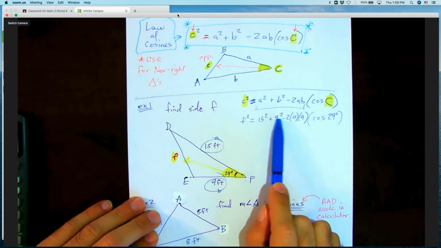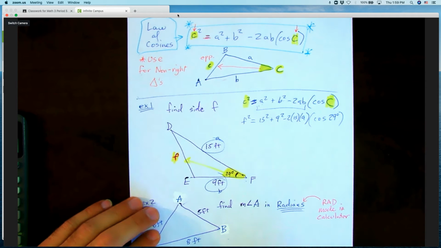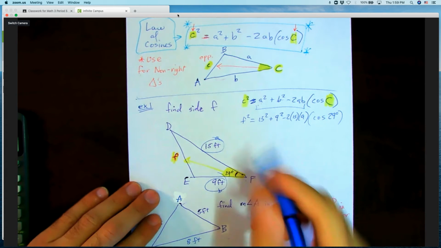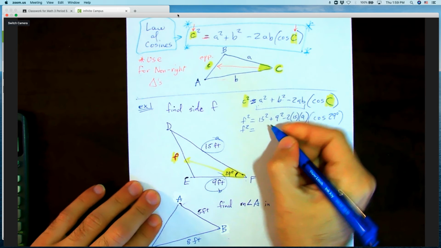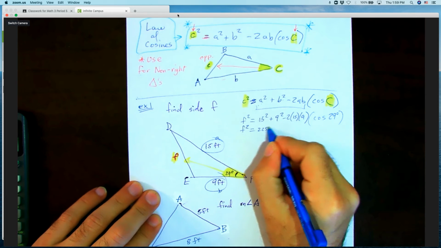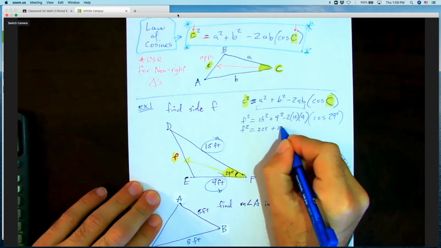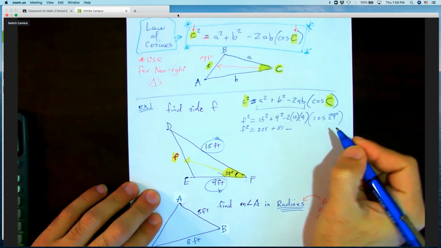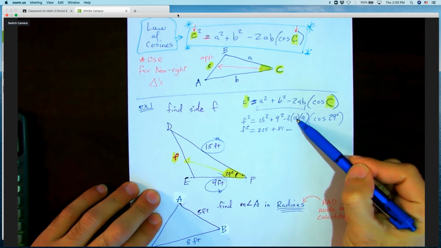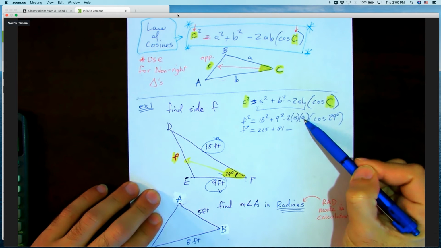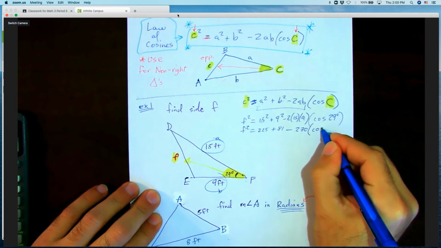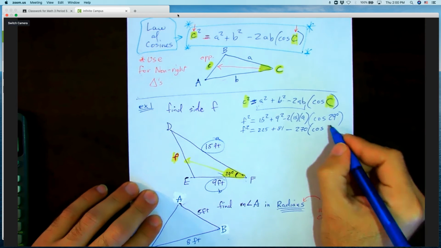15 squared, 9 squared. See, I can figure all the right side out. It's not going to be a big deal, actually. I could start to fill out what I already know. 15 squared is 225. 9 squared is 81. Minus, let's see, 2 times 15 is 30, times 9 is 270.